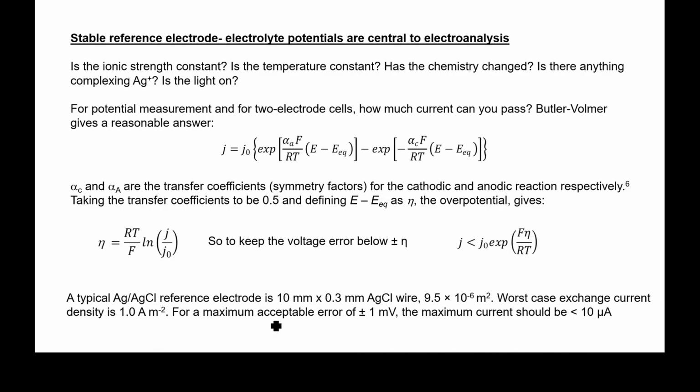So if we put in reasonable numbers for the transfer coefficients for silver plus of 0.5, and we know that the exchange current density at worst is about 1 amp per square meter, we can see if we want to keep the error below, let's say, 1 millivolt, which is not going to be good enough for potentiometry, but probably good enough for amperometry, then we need to keep the maximum current below 10 microamps if we're going to use a 2-electrode cell. But we can calculate, using the Butler-Volmer equation, a reasonable estimate of the error introduced by having leakage currents or even deliberate currents passing through our reference electrode.